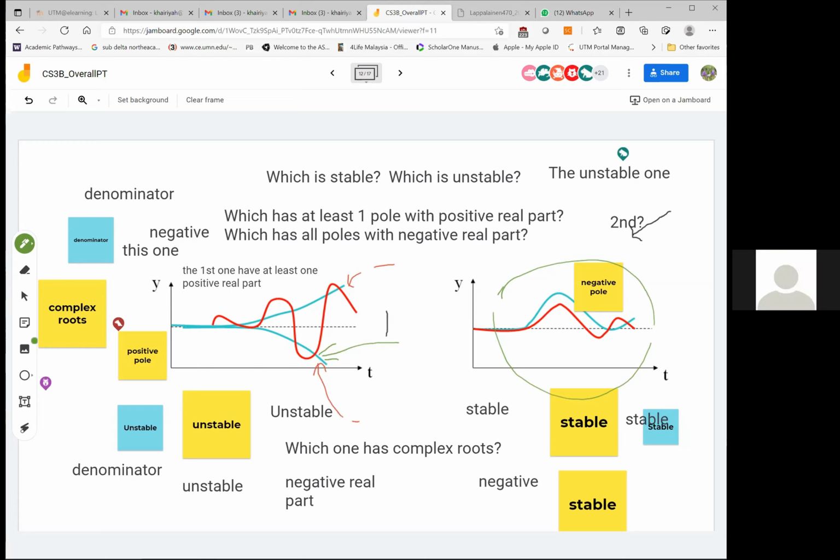Is it the red one? The red one has complex roots. Yes, correct. Now, the other one, the turquoise one, although it is unstable, doesn't have a complex root. Anything with a complex root will result in oscillations. That is how we know.